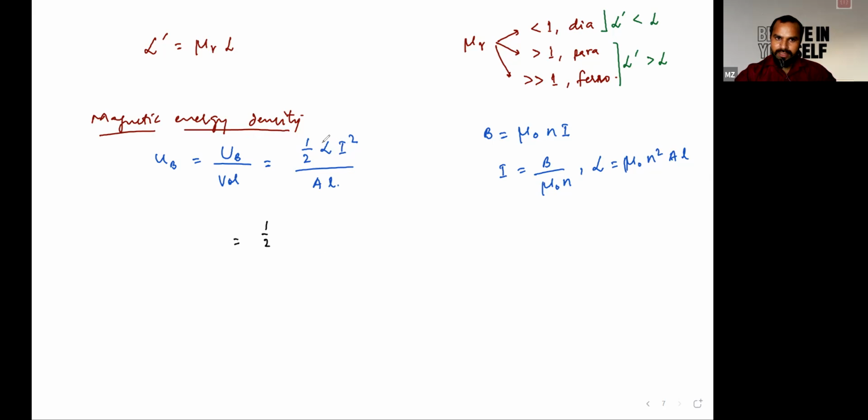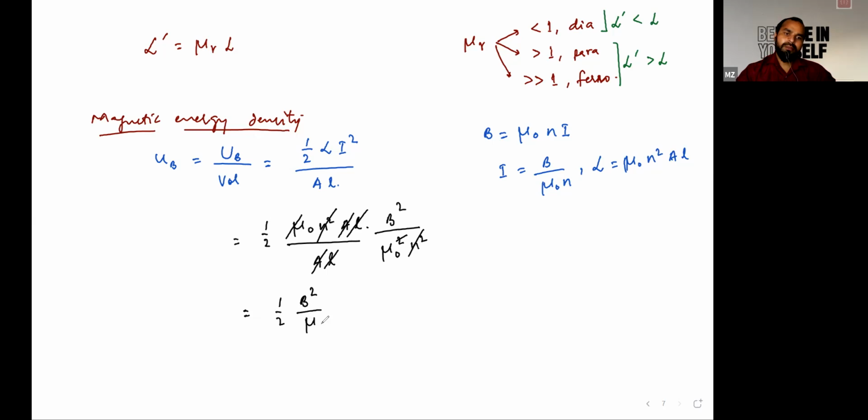We have to just put the values in their own positions. The value of L is mu naught times n square A into l. I is B upon mu naught n. So it would be half, B square divided by mu naught square n square, and the whole divided by volume, that is A into l. This A would cancel out, mu naught and mu naught cancel out, n square and n square cancel out. So we're left with B square upon 2 mu naught.